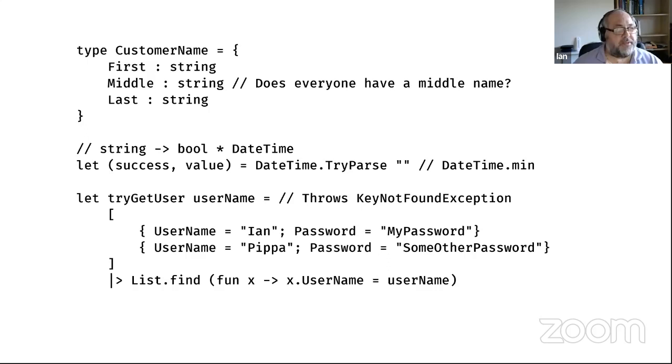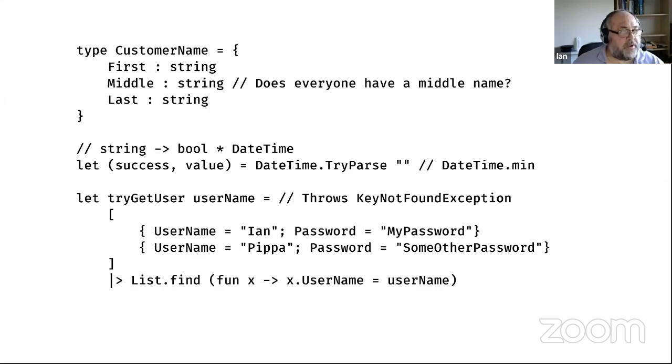And in the second case, the DateTime try parse, we can't use null anyway. If we do DateTime try parse, what we've got there is a tuple of bool and DateTime. So success is a boolean, true or false, and then the value is a DateTime. And if you pass in something that doesn't parse properly, what you get back out is DateTime.MinValue, which may or may not be okay, but I'd like a little bit more control over this.